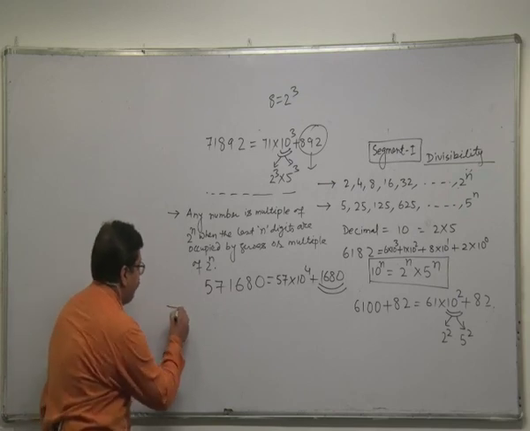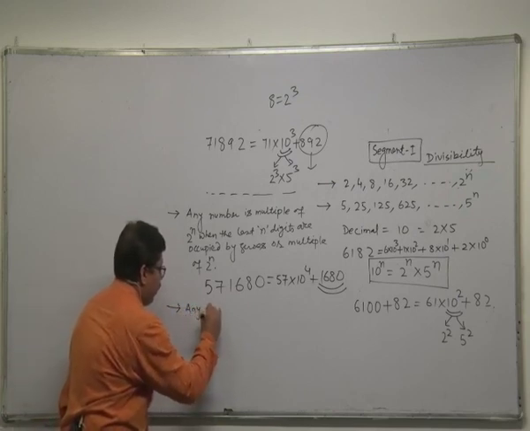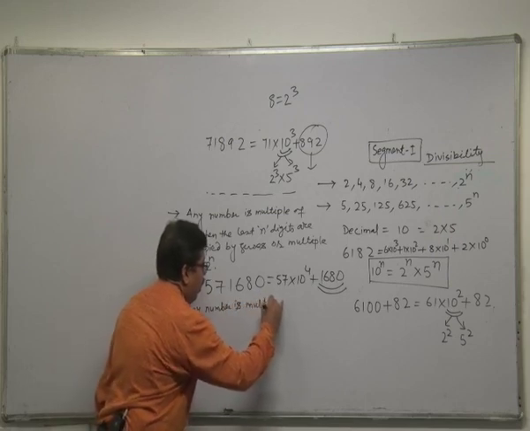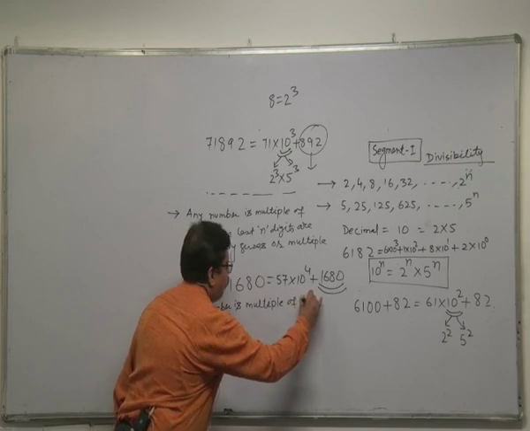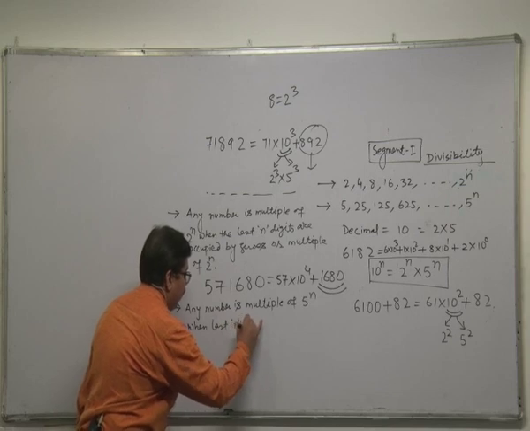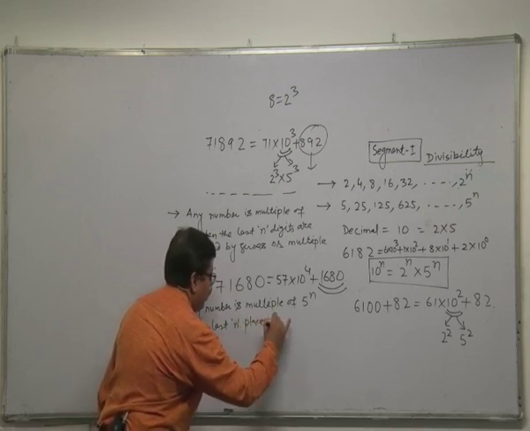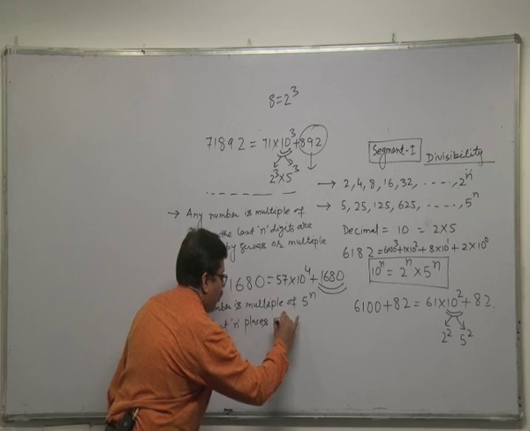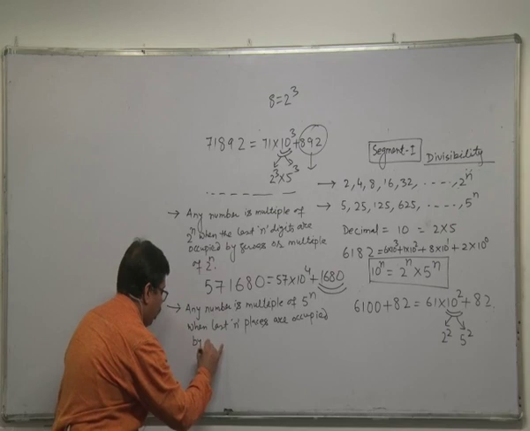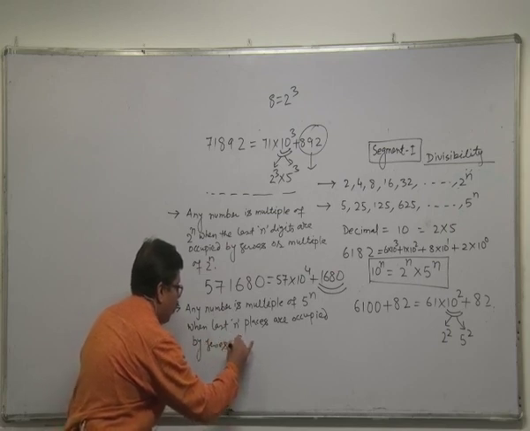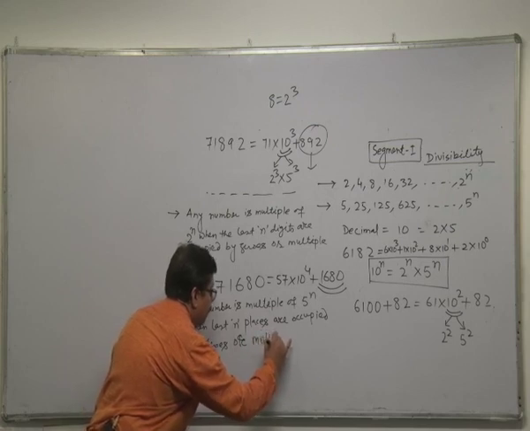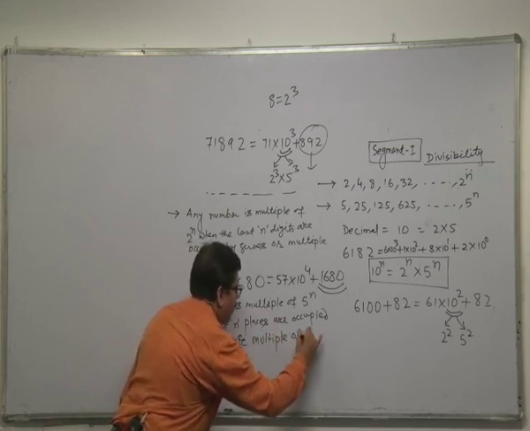Any number is a multiple of 5 raised to the power n when the last n places are occupied by zeros or form a multiple of 5 raised to the power n.